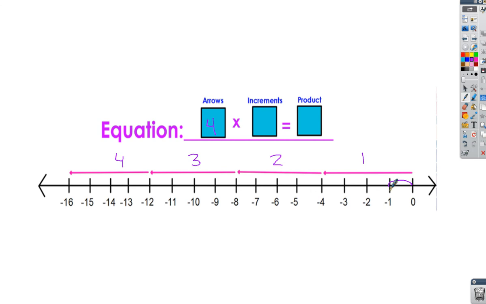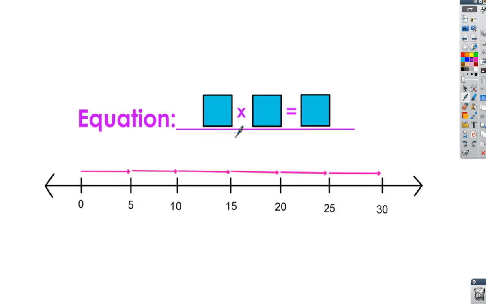We have 1, 2, 3, 4. We need to think, are we going to the left or are we going to the right? Well, since we're going to the left, our increments are negative, because left means negative. So we have 4 times negative 4. Well, 4 times 4 we know is 16. And a positive times a negative is a negative. So our answer is negative 16. And look where we stopped on our model. Negative 16.